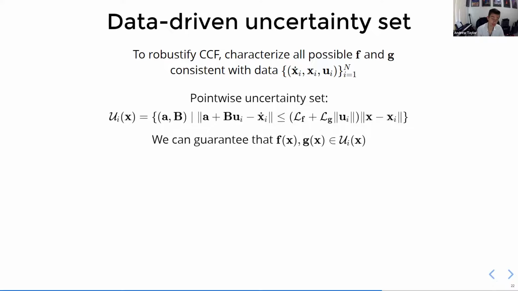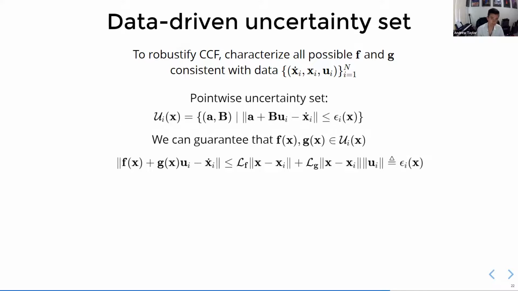We can show by construction that the true values of f and g at the state x must lie in this set. To see this, observe that we may use the dynamics associated with the data point to write the following equality. Rearranging this expression and taking norms, we arrive at this inequality, and using the Lipschitz properties, we can upper bound the left-hand side by the following term. We will denote the right-hand side of this expression, which is purely a function of x, as epsilon_i of x, noting its appearance in the definition of the uncertainty set.